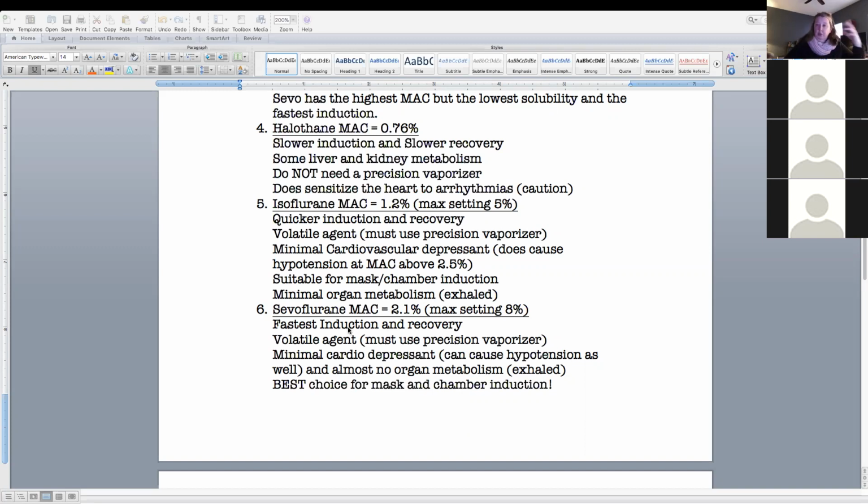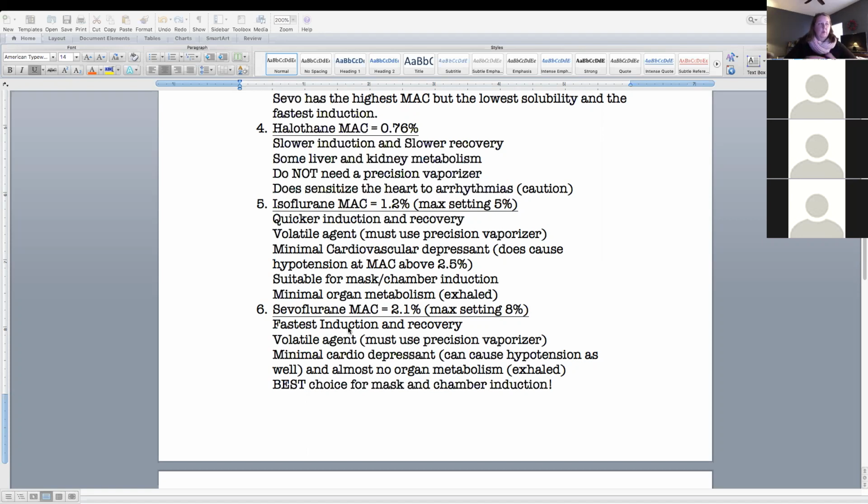So if I had a choice of these 3, and I had to mask a mean cat, I'm going to pick Sevo if I have an option. In the world of teaching, we're going to pretend you have halothane, iso, and Sevo, even though you don't use halothane anymore. On a test, you have everything available. So in that scenario, Sevo has the advantage because it's very quick induction and very quick recovery.